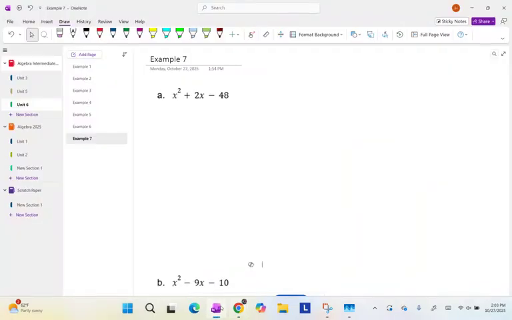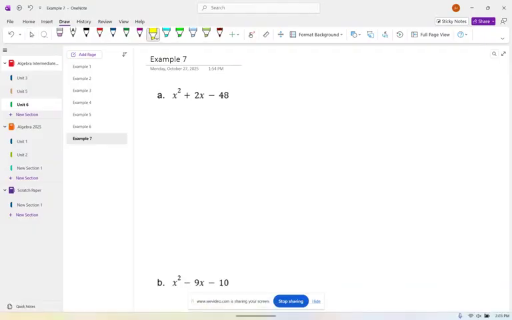All right, guys, in this video, we're going to be factoring more trinomials, this time with a value of c that is negative. So we have a value of c that is negative. And when I look at a value of c that's negative, it means that my two factors have to have opposite signs. So one of them is going to be positive and the other one's going to be negative.